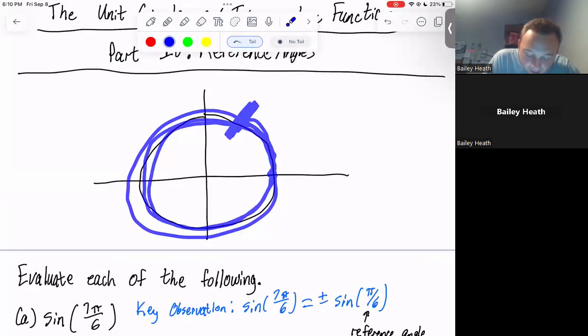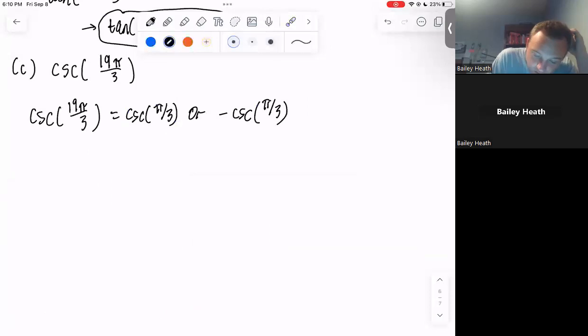So if we're up here, let's think about it. Cosecant is 1 over sine. Sine is positive here because sine is the y value. So cosecant is also going to be positive. So we conclude that cosecant of 19 pi over 3 is going to be positive. It's going to be positive cosecant of pi over 3.